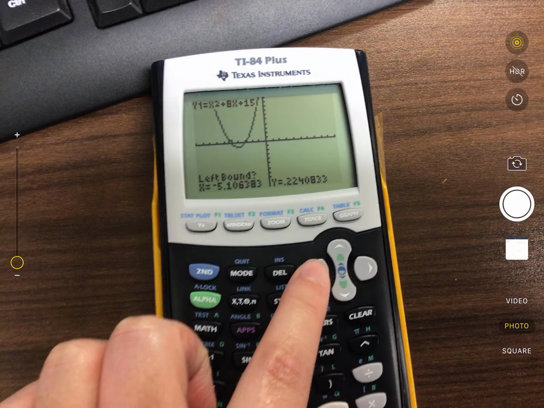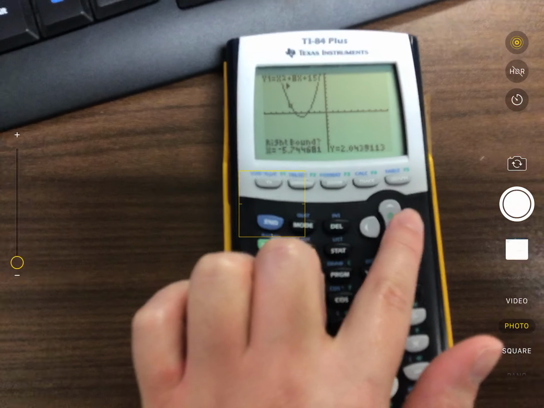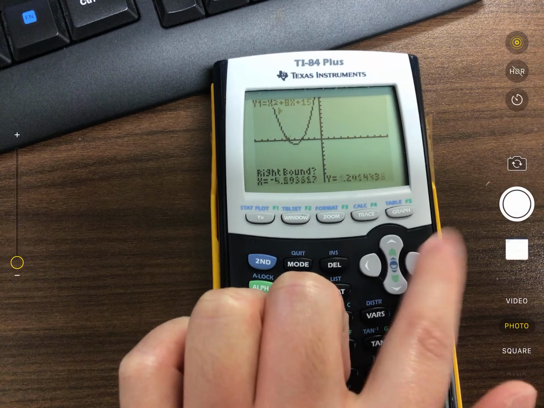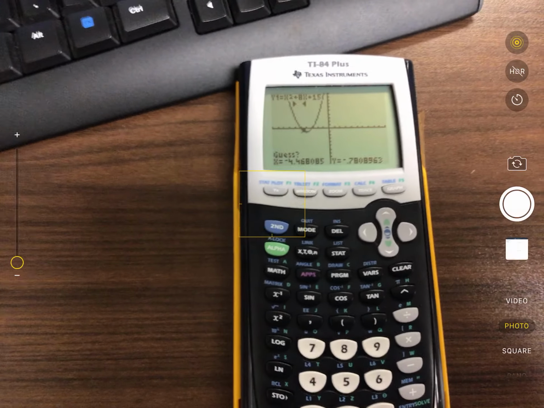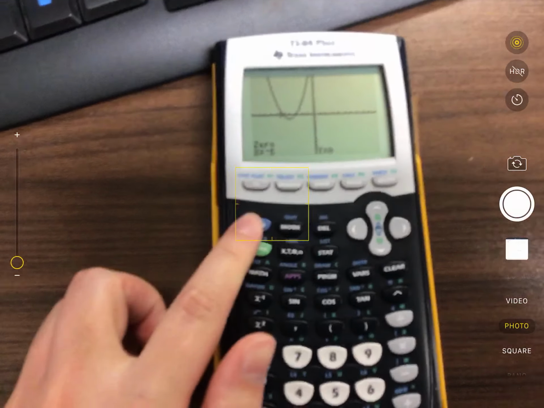Once it's as close to that x-intercept as possible, I hit the left button 3 times, 1, 2, 3, enter. Right button 6 times, 1, 2, 3, 4, 5, 6. Hit enter, and hit enter one more time. From here we get x is equal to -5.